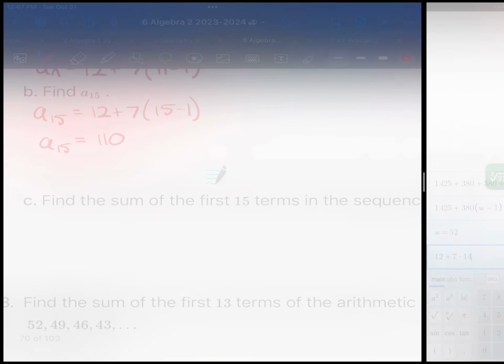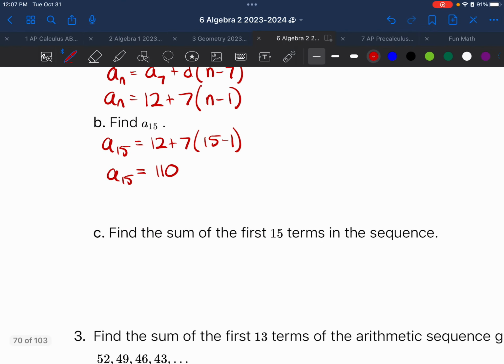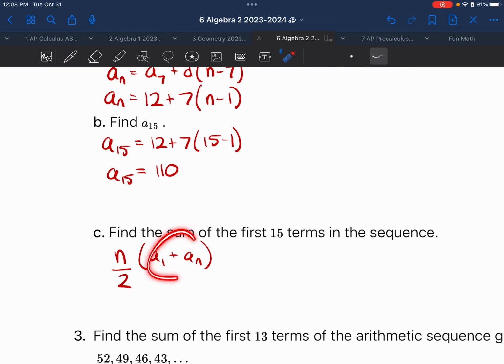Find the sum of the first 15 terms in the sequence. Oh, that's a little bit trickier. So the way that we do that is the general formula: we take the number of terms, n, divide by 2 to get the number of pairs, and we multiply that by the first and the last number. So we'll say a of 1 plus a sub n, because these are the rainbows. So it's rainbows times number of pairs, essentially, is what we're doing.